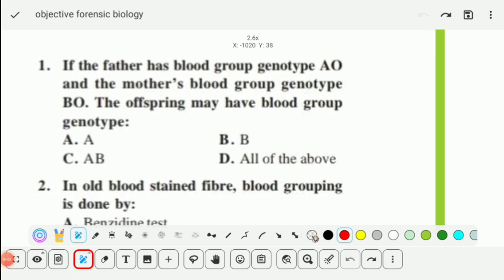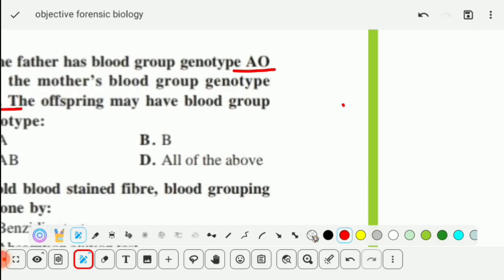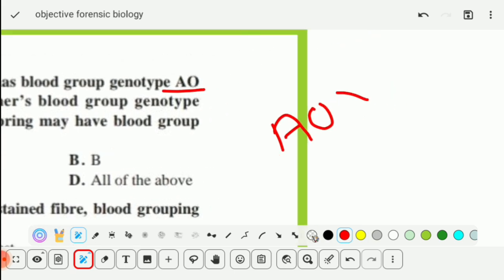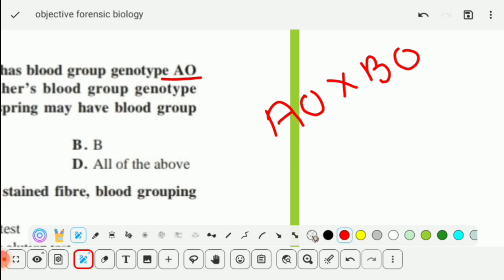Let us discuss a few objective questions concerned with forensic biology. First question is about blood grouping. If a father has blood group genotype AO and the mother's blood group genotype is BO, we are asked to figure out what will be the possible blood group genotype of the offspring.